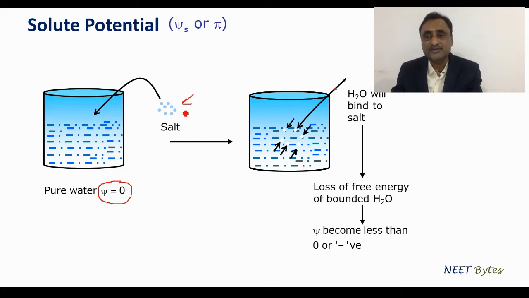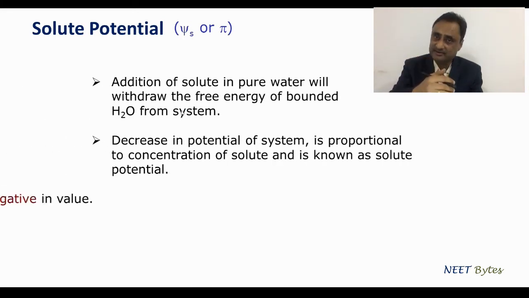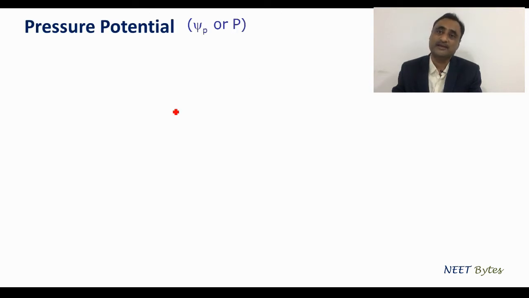We can define solute potential in terms of the total amount of salt added to any pure water. The greater the amount of salt, the lesser the potential, because we know very well that solute potential is always going to be negative in value, and it is expressed by the Greek letter pi.